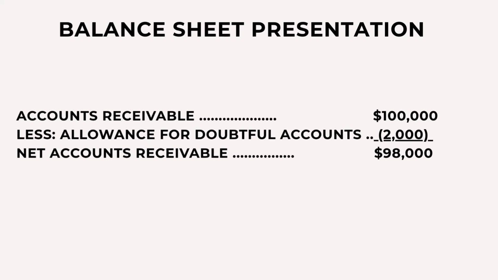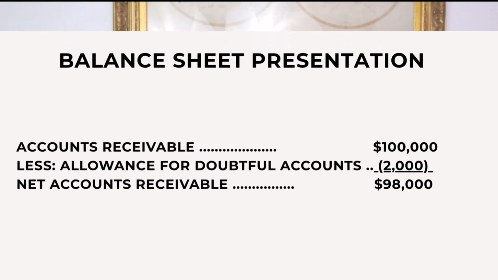Accounts receivable $100,000 less allowance for doubtful accounts of $2,000. The net accounts receivable is $98,000. This keeps your financials realistic and conservative because not every dollar of receivables will come through, and you don't want to overstate your assets. The allowance account carries a credit balance, which offsets the debit balance in accounts receivable. It's an essential part of accrual accounting, ensuring the financial statements reflect potential losses even before they actually happen.